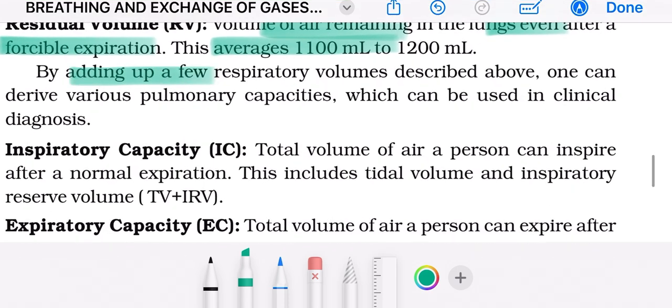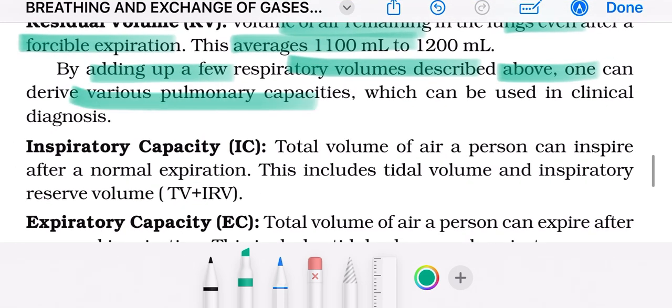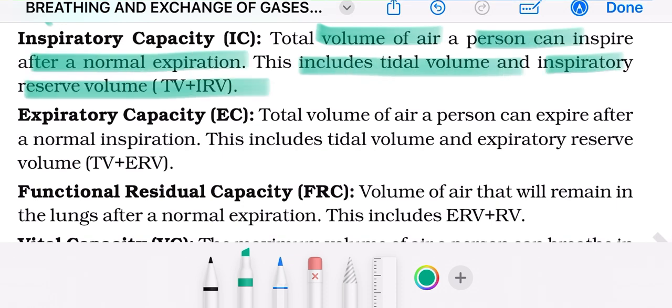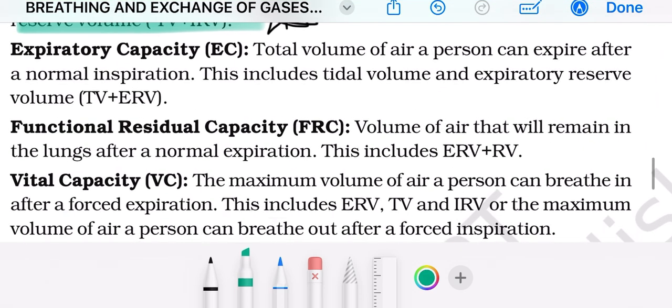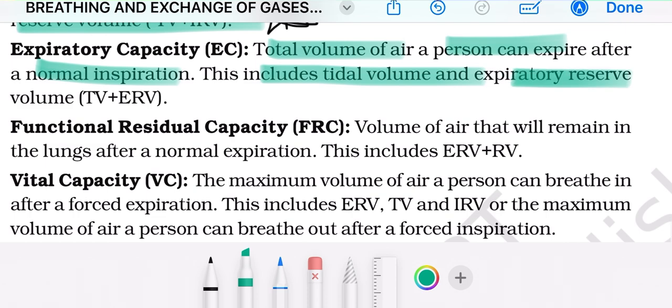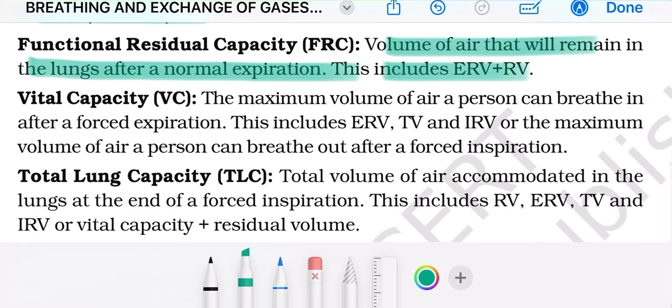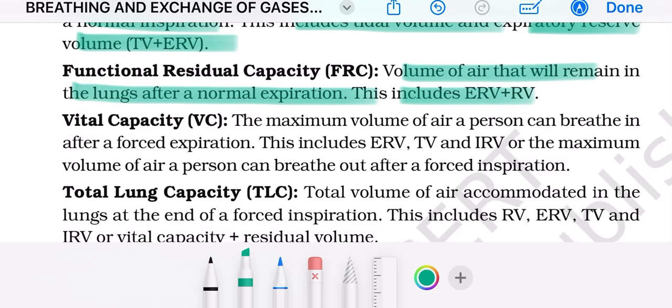By adding up a few respiratory volumes described above, one can derive various pulmonary capacities which can be used in clinical diagnosis. Inspiratory capacity: the total volume of air a person can inspire after normal expiration. This includes tidal volume and inspiratory reserve volume. Very important, all these volumes. Expiratory capacity: the total volume of air a person can expire after normal inspiration. This includes tidal volume and expiratory reserve volume. Functional residual capacity: the volume of air that will remain in the lungs after a normal expiration. This includes ERV, expiratory reserve volume, and residual volume.